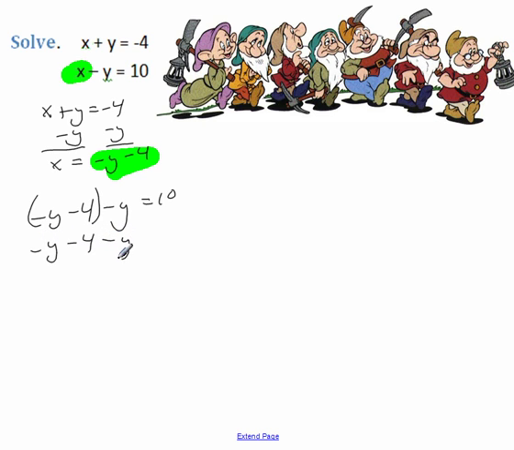Now we want to solve this. We want to solve for y. So we have a -y and a minus y, which gives us -2y. Minus 4 equals -10. Add 4 to both sides.